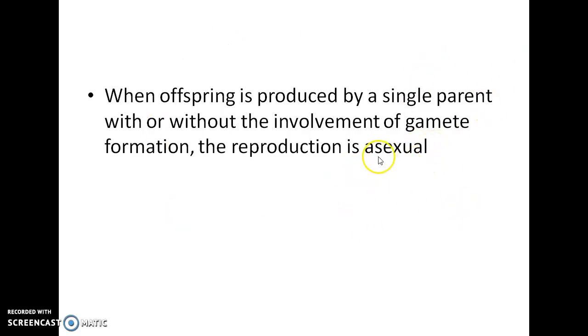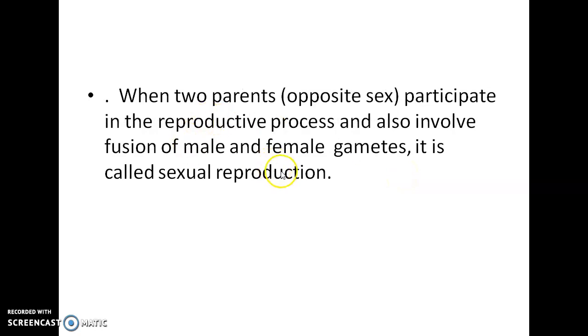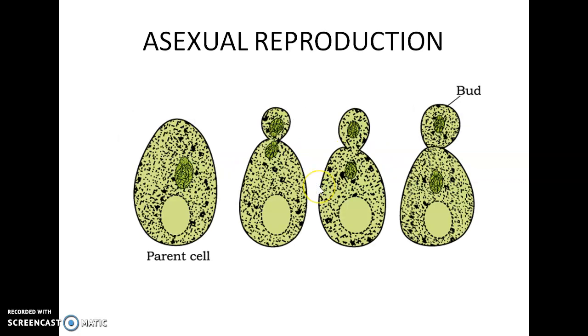First of all, let's discuss asexual reproduction. What is that? It is when offspring are produced by a single parent with or without the involvement of gamete formation. Whereas in sexual reproduction, 2 parents of opposite sex participate in the reproductive process and it also involves fusion of male and female gametes. That is sexual reproduction. Now let's discuss asexual reproduction in detail.